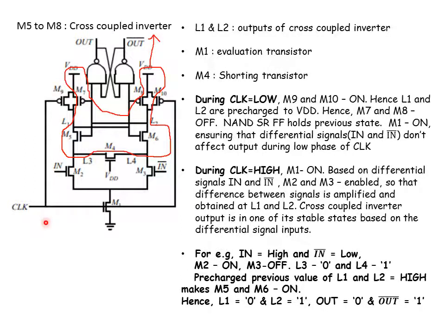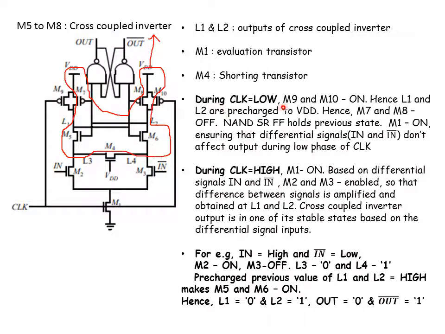Whereas during the pre-charge phase, when clock equals 0, this M1, which is the evaluation transistor, will be off. Since it is off, the value of in or in bar will never propagate to the output of the sense amplifier. M4 is called a shorting transistor, whose significance we will see at the end. So let us first see the pre-charge phase.